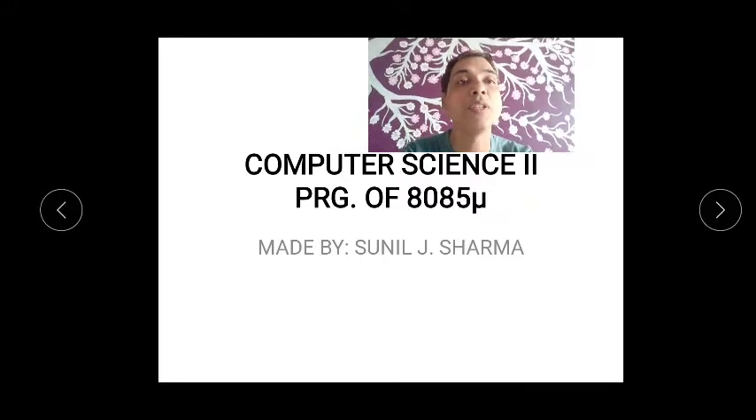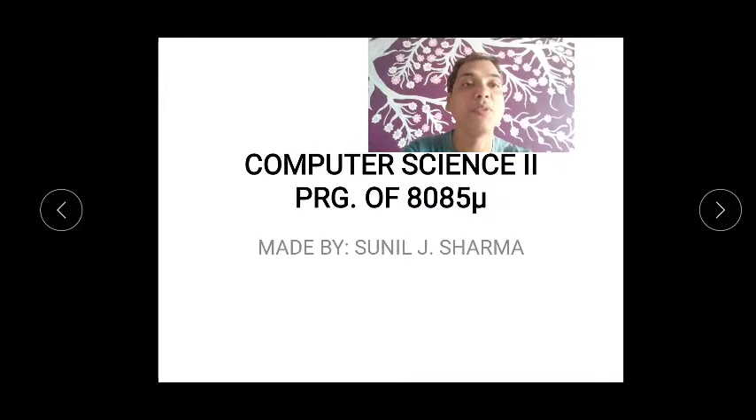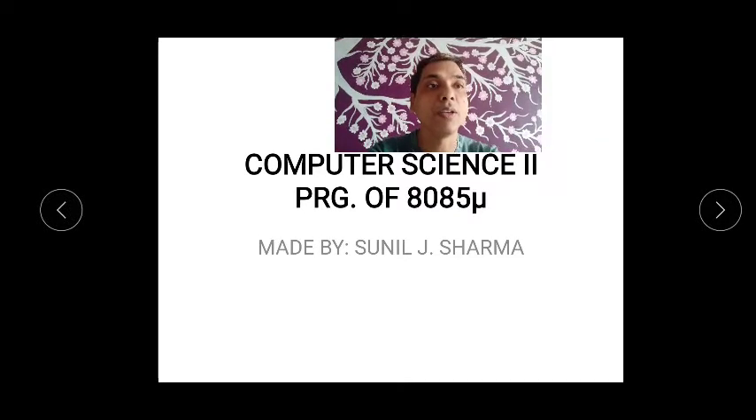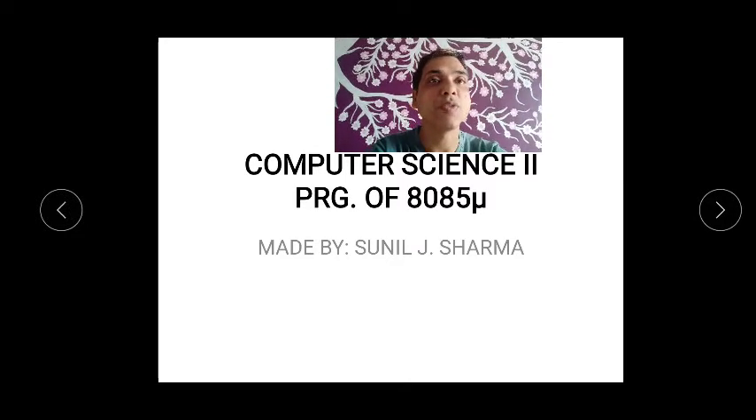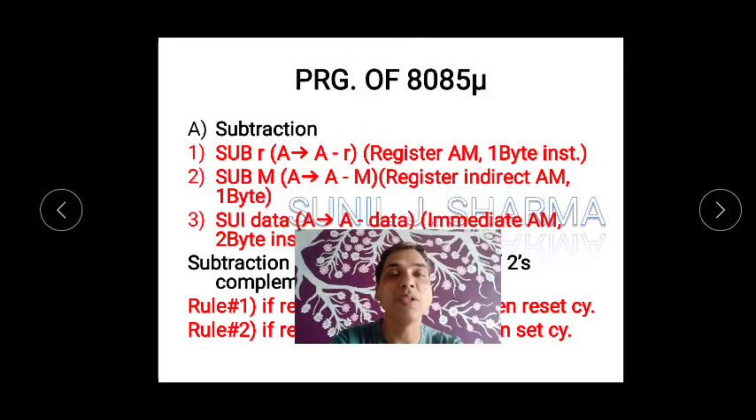Hello, welcome once again. We'll continue with the same chapter, that is programming of the 8085 microprocessor. We are just continuing with arithmetic instructions. We have seen the addition. Now we will see subtraction. Subtraction is a little bit difficult. For subtraction, we again have 6 instructions.